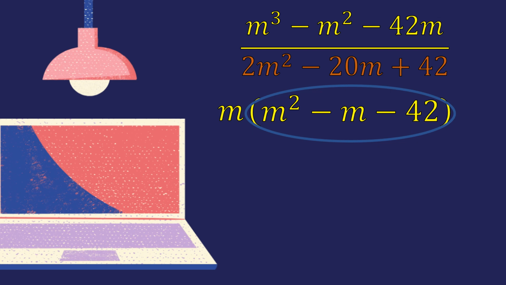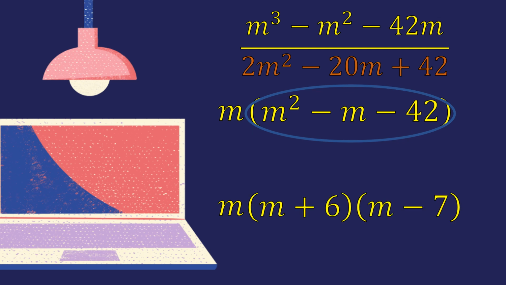The other factor can still be factored. We can use factoring quadratic trinomial where a is equal to 1. So the complete factors now are m, m plus 6, and m minus 7. Now let's proceed to our denominator.